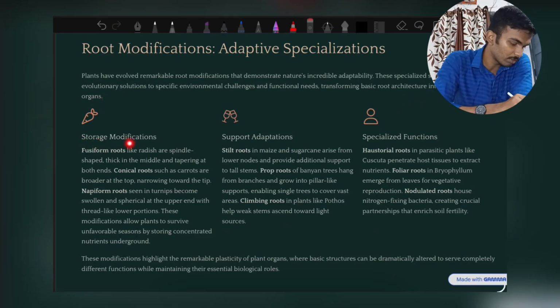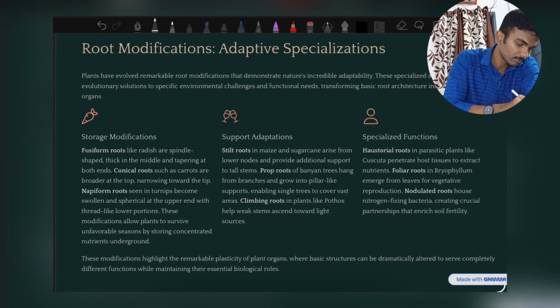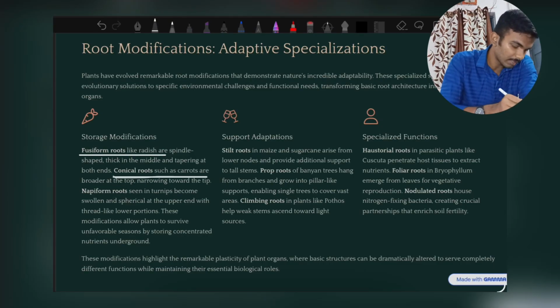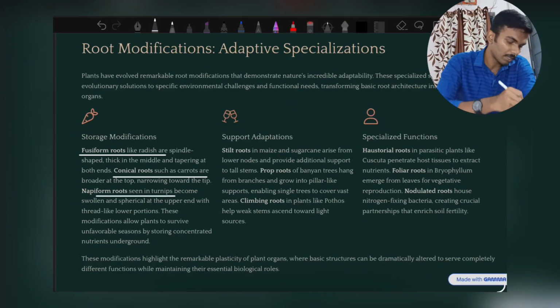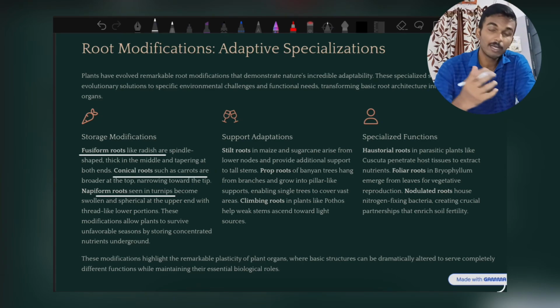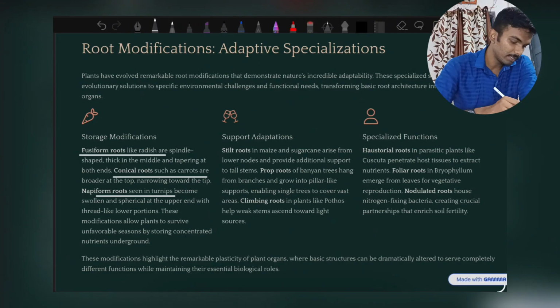organs. Storage modification. Fusiform roots, like in radish, are thick from the middle and tapering at both ends. Conical roots, like in carrots. Napiform roots, like in turnip, are swollen and spherical at the upper end with a thread-like lower portion. These modifications allow plants to survive unfavorable seasons by storing concentrated nutrition underground.